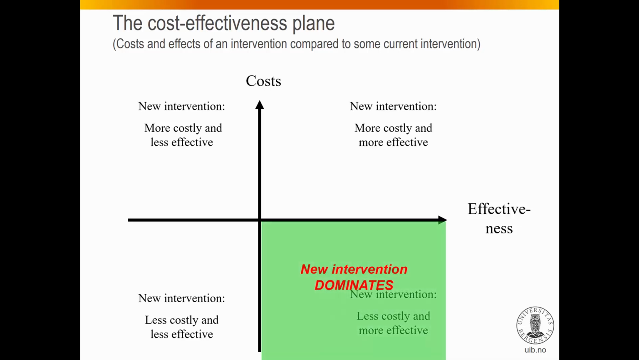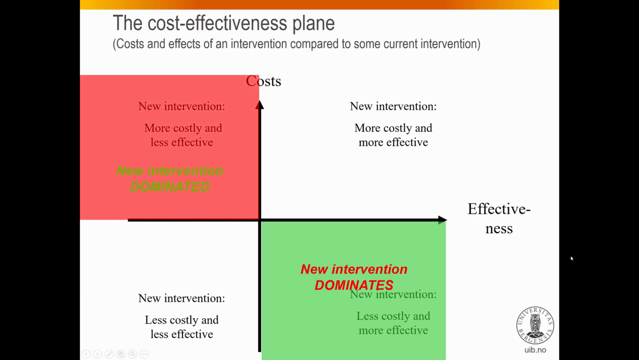If the new intervention is less costly while also being more effective, that is two good situations. The new intervention dominates the comparator, and it's a green light. The decision to change from the old one to the new seems pretty easy to make. Inversely, if the new intervention is more costly and less effective, the new intervention is dominated, and there's no reason to spend more money to receive less health. So it's a red light.